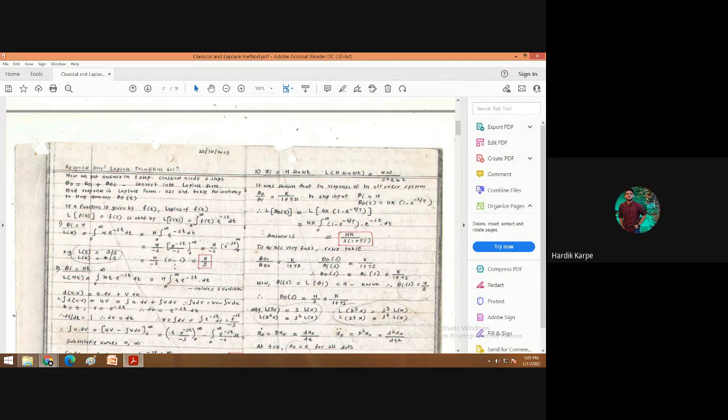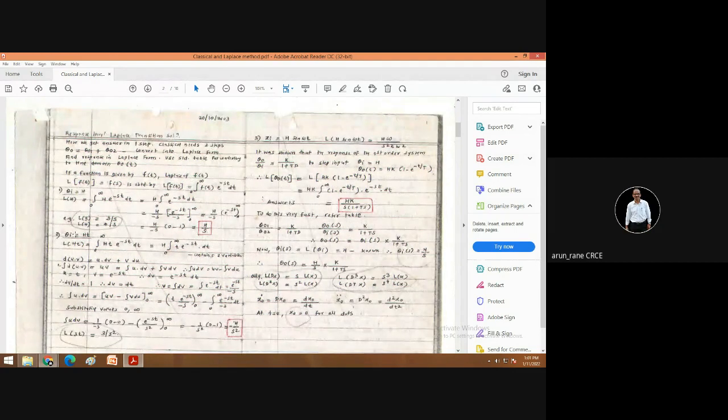Now similarly, suppose theta I is equal to ht, this is a ramp entry. So again, the Laplace of ht is equal to the integral from 0 to infinity of ht, this is my function, times e raised to minus st. Now h is a constant, so I will take it out.